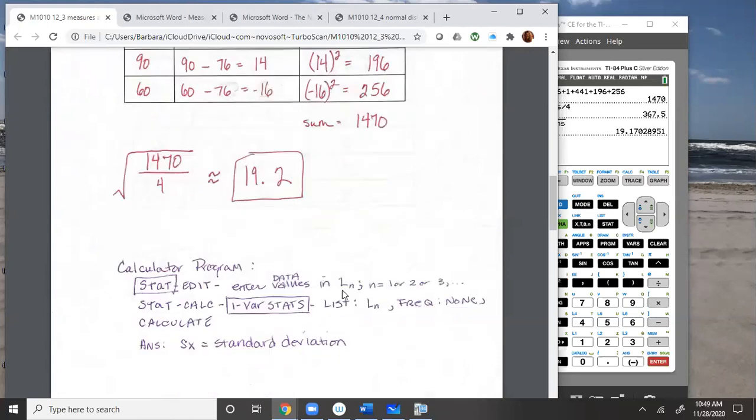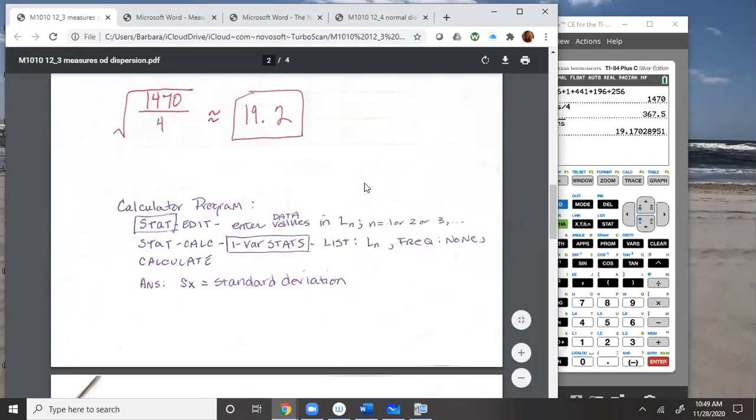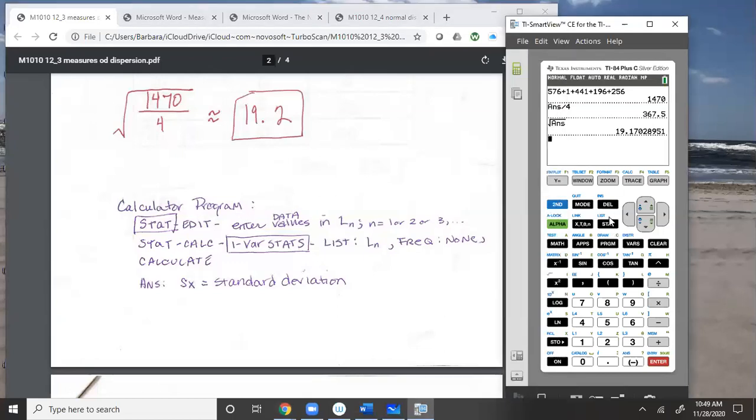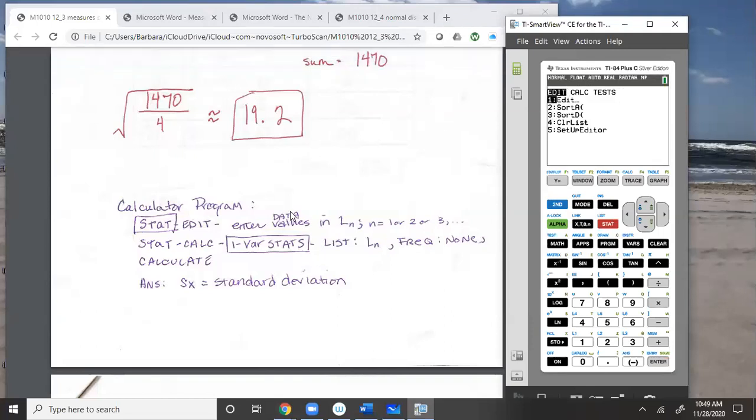Okay. So now we're going to do the same thing with a calculator program. And you're already familiar with this one variable stats now from the last video on how to find the mean and the median. Now we're going to use it to find the standard deviation. The first thing we do is enter the data in list 1. All right, here I'm going to clear out my screen. We're going to start over here. Second mode and clear. There we go.